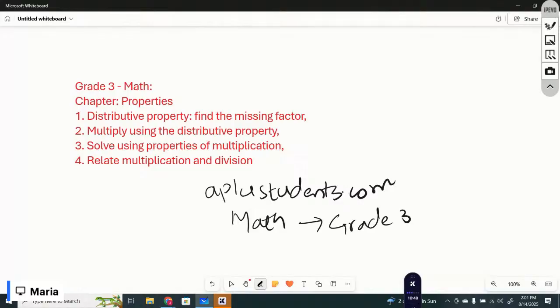We're going to start with the chapter properties. The lessons we're going to cover today are distributive property: find the missing factor, multiply using the distributive property, solve using properties of multiplication, and relate multiplication and division.